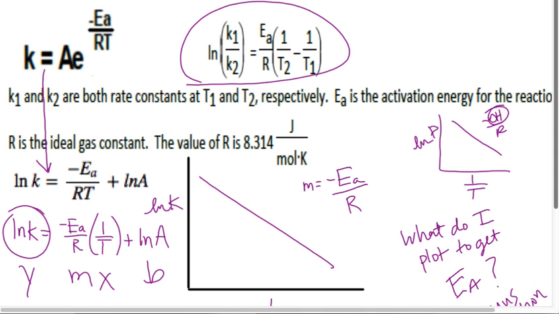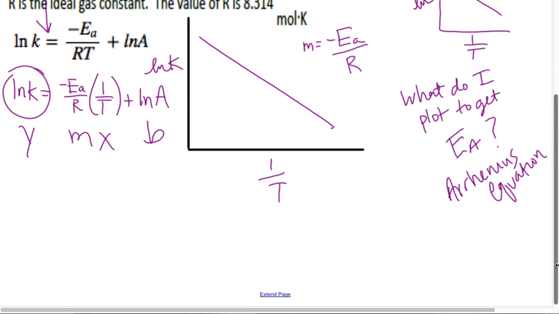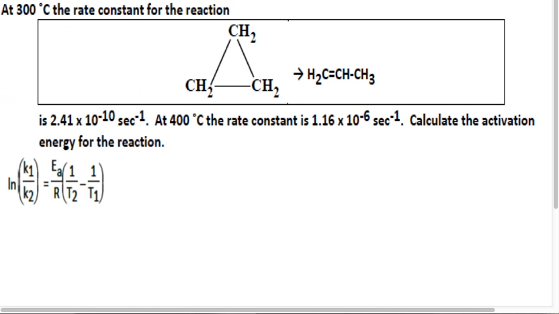What's really cool about this equation is we don't have to find a whole bunch of data points. All we have to do is know two temperatures and two Ks associated with them, and we can calculate the activation energy. It's based on this linear relationship. So if I ask you to do this, you'll be given this equation. Don't memorize it.